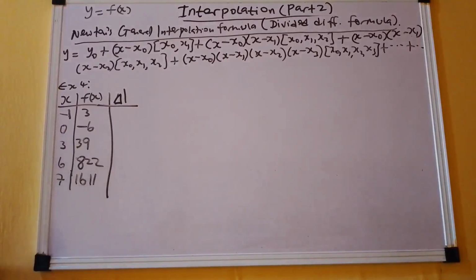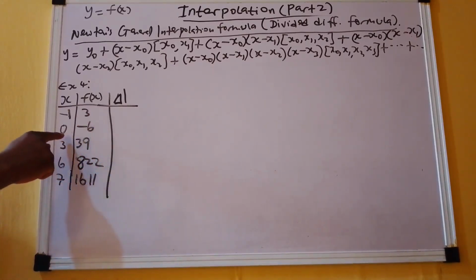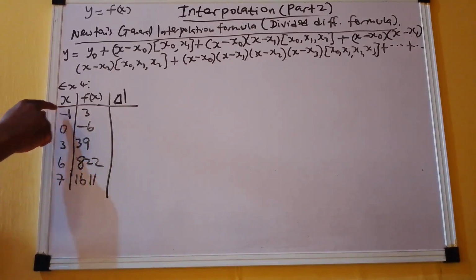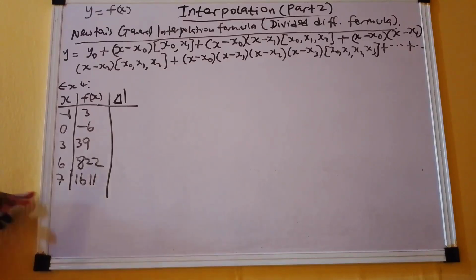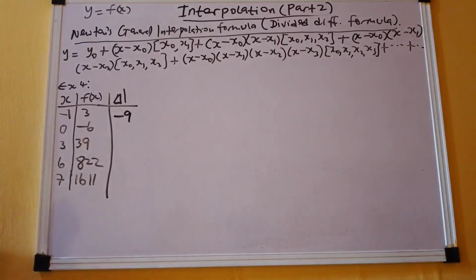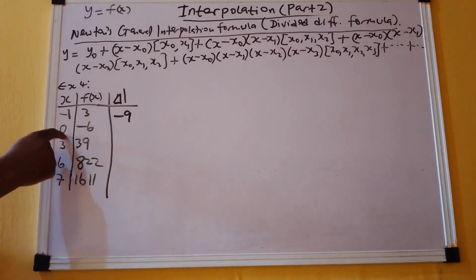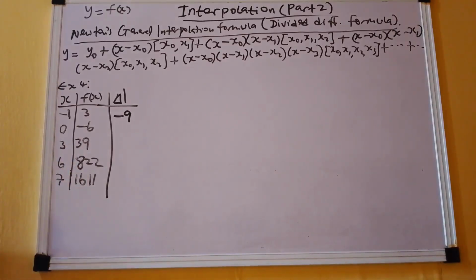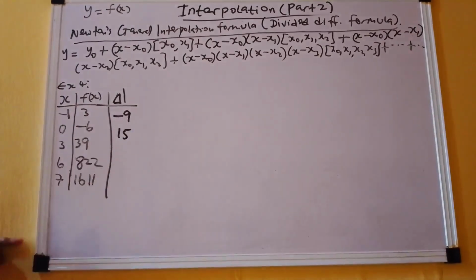This is how it goes. -6 minus 3 is -9. 0 minus -1 is 1. So -9 divided by 1 is -9. Now again, 39 minus -6 is 45. Then 3 minus 0 is 3. 45 divided by 3, of course, you have 15.